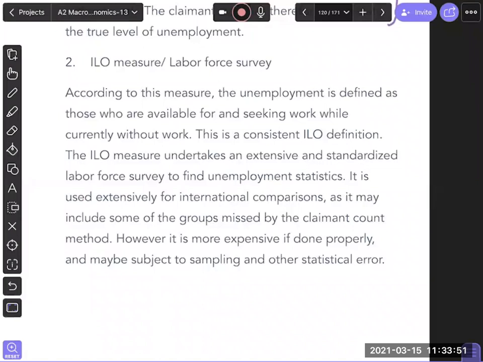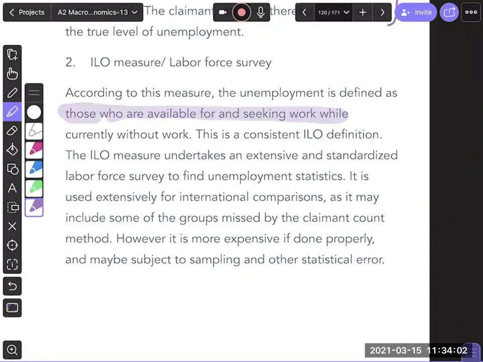Okay, guys, the second method is called the ILO measure, which is, of course, the most reliable method. In this measure, the unemployed are defined as those who are available for and seeking work while currently without work. So those who are willing and able to work and are not working because they are unable to find the right kind of job. This is a consistent definition. So the first thing is that when you use this method, the definition is consistent no matter what country you're in.